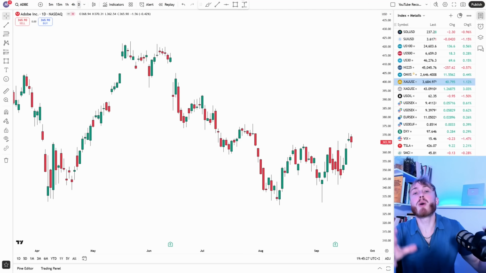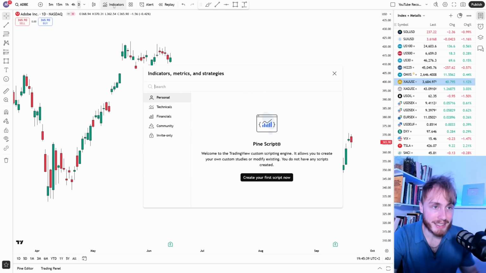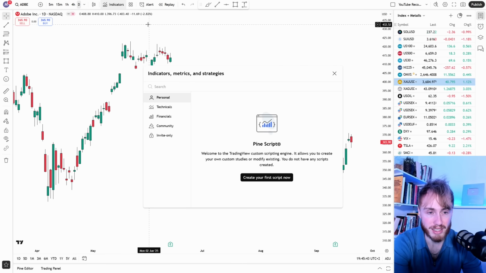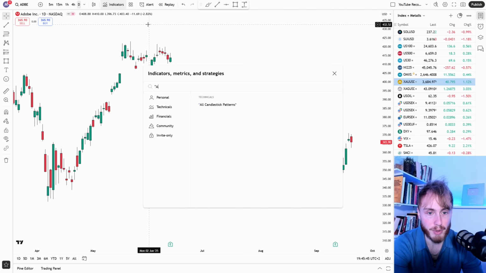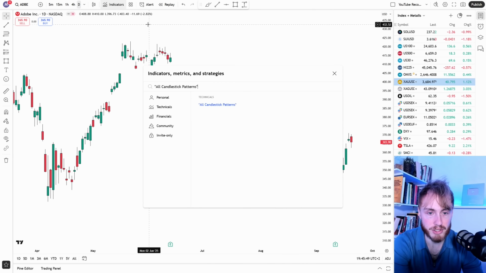All right, so now we're back here in TradingView and we are currently looking at Adobe on the daily time frame. And let's begin here by opening up the indicator. So once again, we go up here to the indicators tab, and what you want to search for now is you want to press a star, and then you want to type all candlestick patterns, just like this.